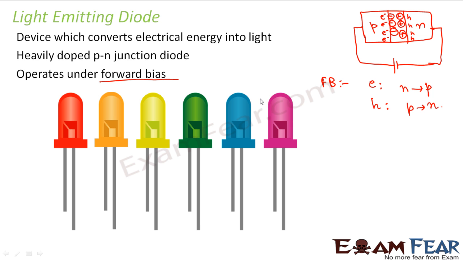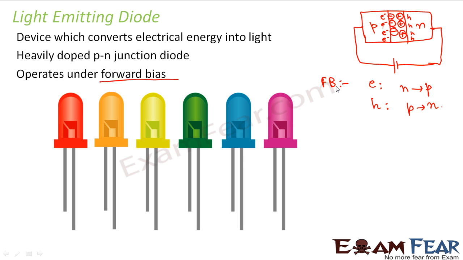As a result, at the junction boundary, excess minority carriers will exist, because this is the P region and electrons are minority carriers for the P region. So at the junction boundary we have excess minority carriers. Now these minority carriers, that is these electrons, will recombine with the holes in the P region. So these minority carriers will recombine with the majority carriers of this region. As a result, energy will be released. This energy is released in the form of photons.